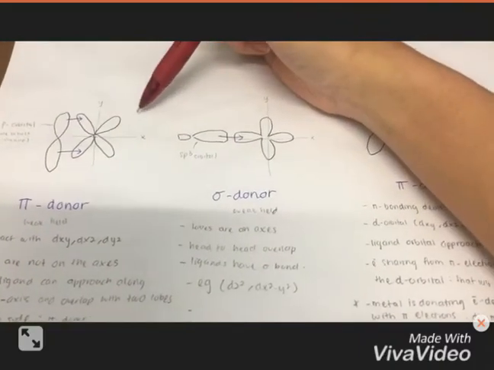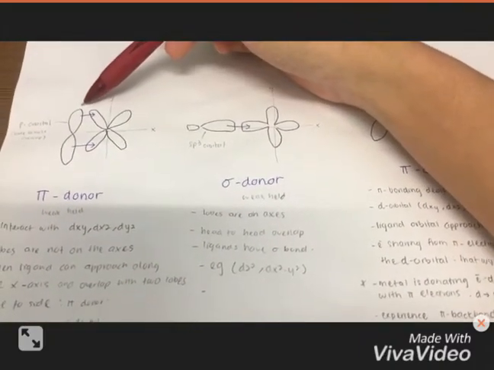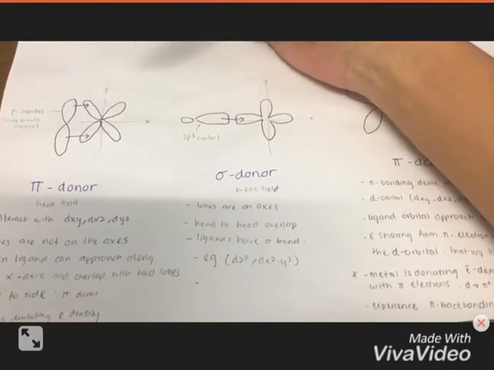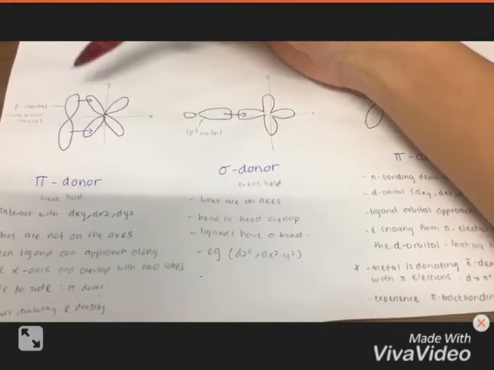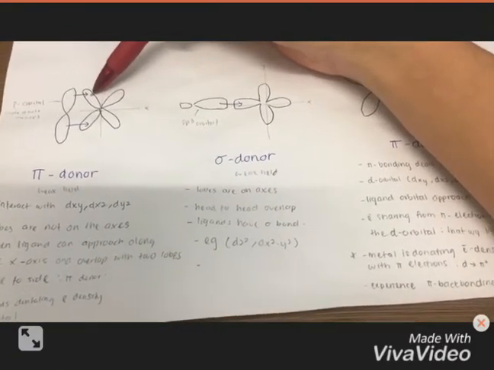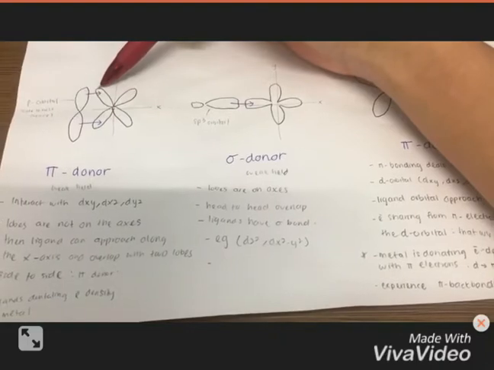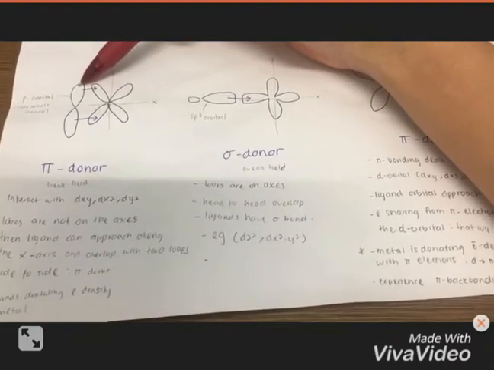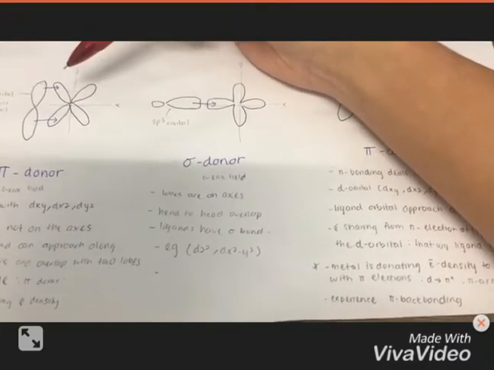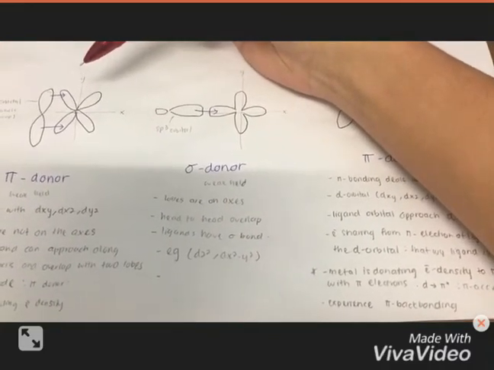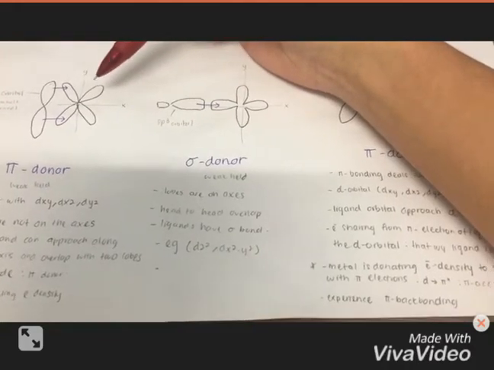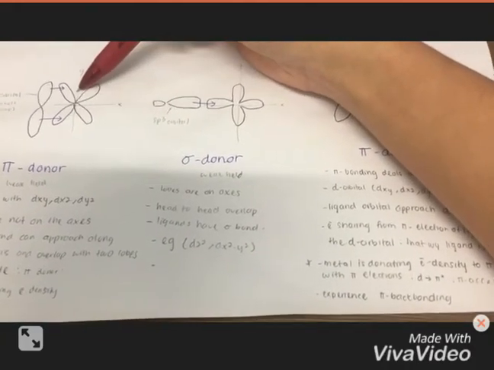For pi donor, the p orbitals are attached to the lobes. It is because there is side-to-side overlapping between the lobes and the orbital. The lobes are not on the axis. Then the ligand can approach along the x-axis and overlap the two lobes side to side.